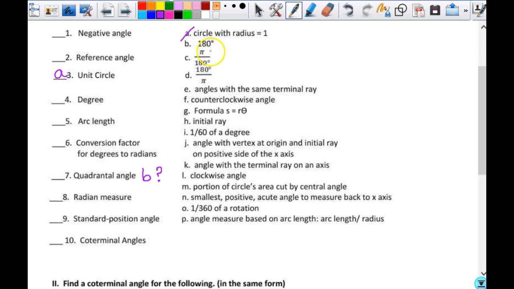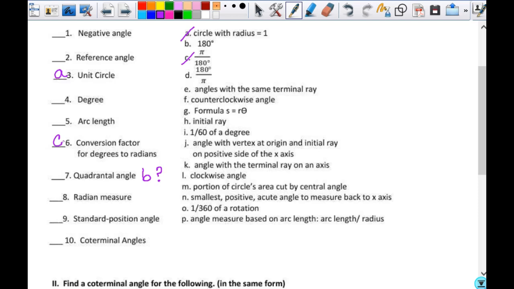So pi over 180. So I have pi over 180 and 180 over pi. Those are both conversion factors. One goes from degrees to radians, one goes from radians to degrees. Over here, you just have from degrees to radians. You don't have a radians to degrees over here. So if you want to change it from degrees to radians, you have to make sure you multiply a pi into it, which means pi is in the numerator. So this is C. Looks like I'm not going to use D anywhere, most likely.